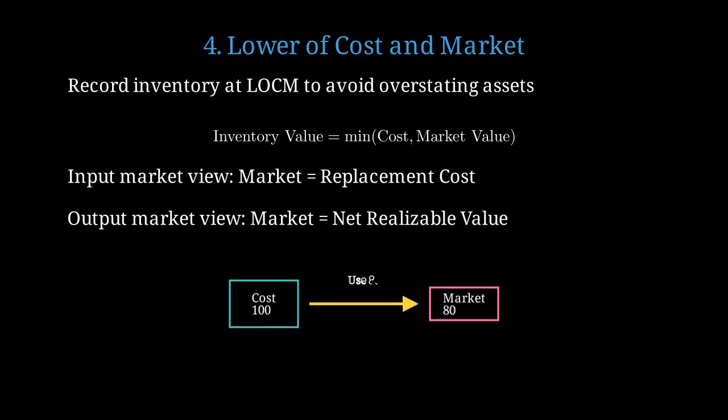When cost is 100, but market value is only 80, we must record inventory at the lower market value of 80. When market value falls below cost, we must record an impairment or write-down. The write-down amount equals the difference between historical cost and current market value.